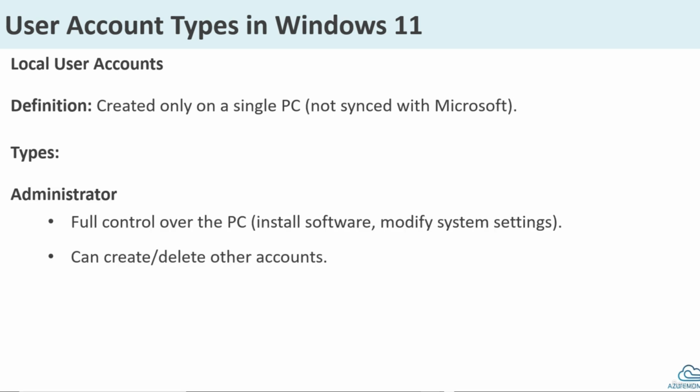Number one, the administrator account. This is the boss account of your computer. It can install any software, change security settings, and create or delete other user accounts. Only trusted users should have this access because a mistake here could affect the whole system. Every PC has at least one administrator account to manage everything properly.